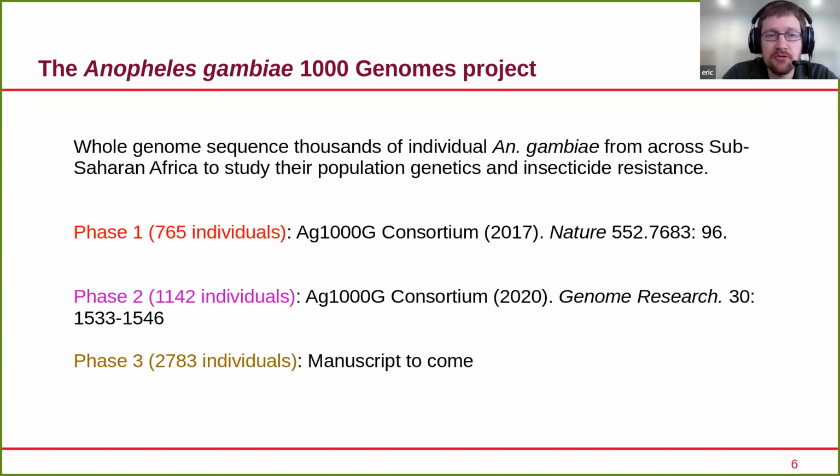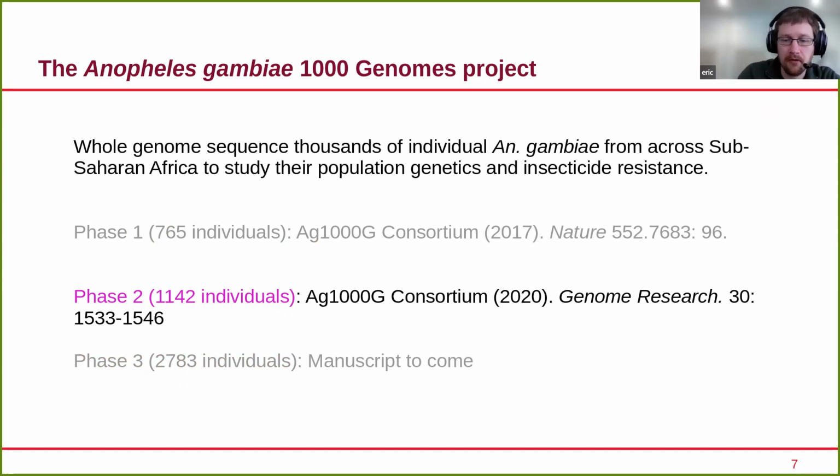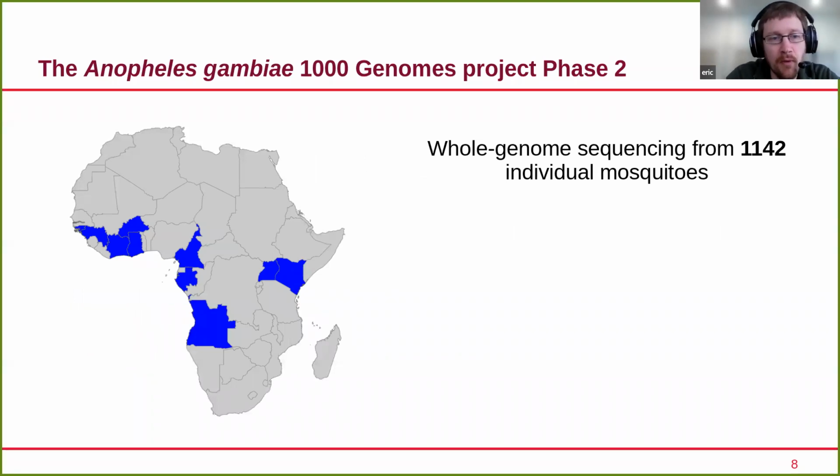Phase 1 consisted of 765 individuals, and that was published in 2017. Phase 2 consisted of 1,142 individuals, and the results from that were published in 2020. Phase 3 has 2,783 individuals, and obviously we're sequencing more and more individuals, including a lot of PAMCA samples subsequently. But the results that I'm going to talk to you about today come from phase 2. So that's 1,142 individuals from across West, Central, and East Africa. And these are all Anopheles coluzzii and Anopheles gambiae. There were no Anopheles arabiensis in this data set.